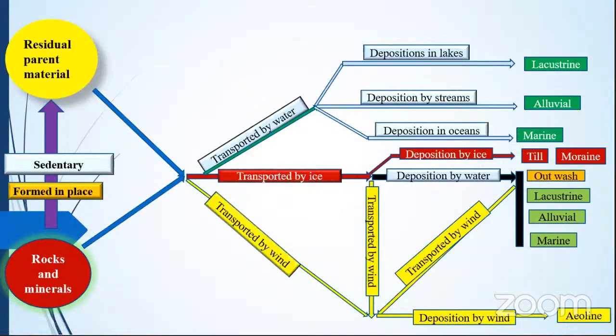Okay, these are the transported parent materials. There are two types: one is sedentary, another is transported parent material. What are the transported materials? These are the important transported materials. I hope you have understood this slide, and we will carry on to the next session.